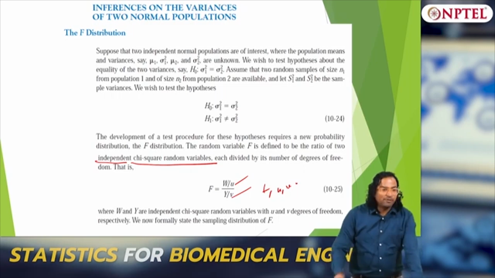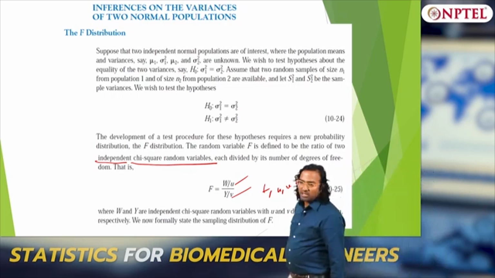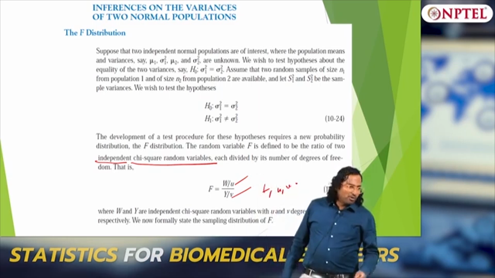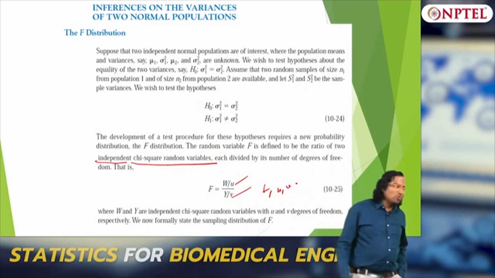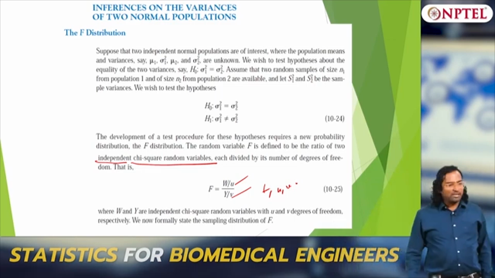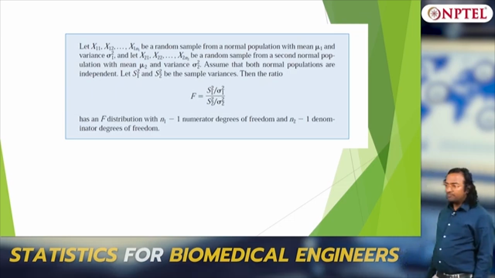Now the degrees of freedom become 2. Earlier, for the T distribution or chi-square, it was only one degree of freedom, I mean one variable. Now it is associated with 2 variables. So u comma v degrees of freedom, because it is a ratio of 2 chi-square distributions. So this is what we have.